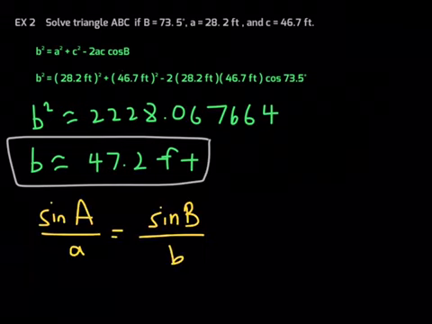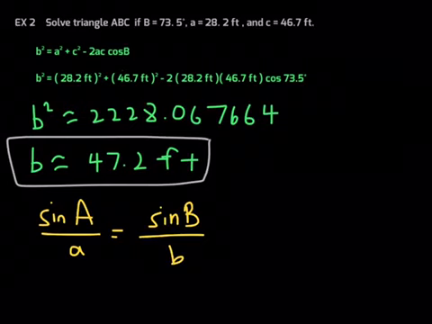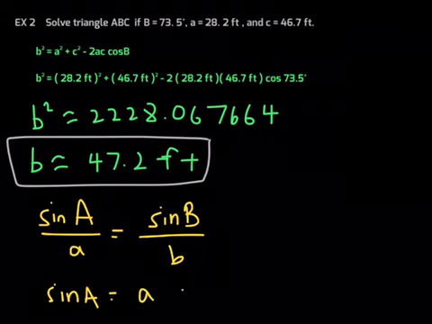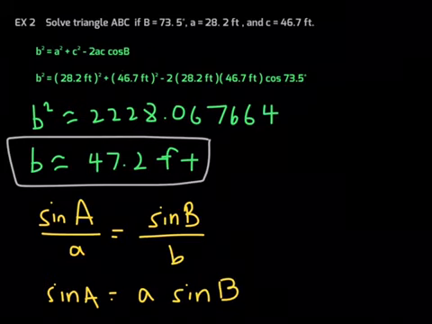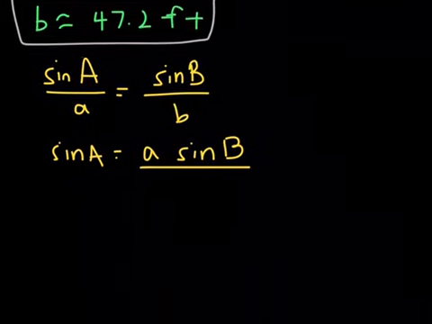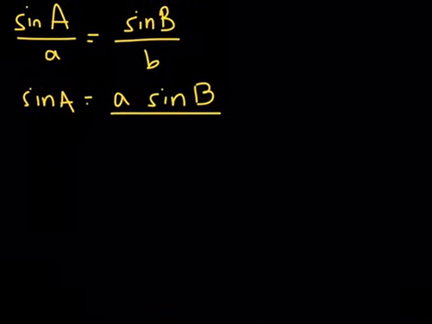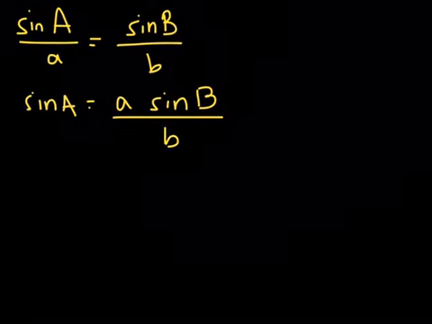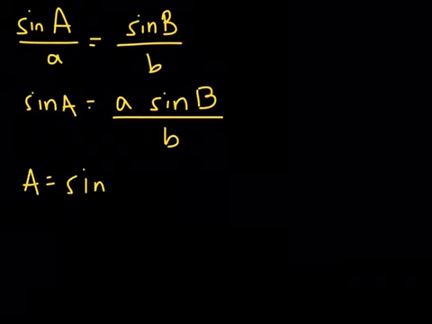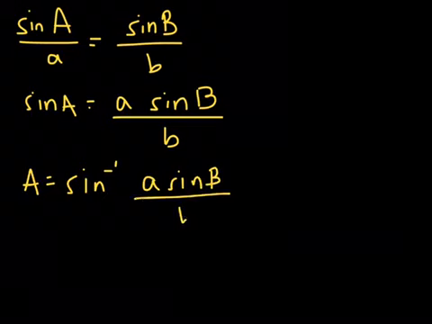The law of sines gives us sine of angle A over A is equal to sine of angle B over B, which of course leads us to sine of angle A is equal to A times sine of angle B over side B. That is to say that angle A will be equal to inverse sine of A times sine of angle B over B, right, everybody?